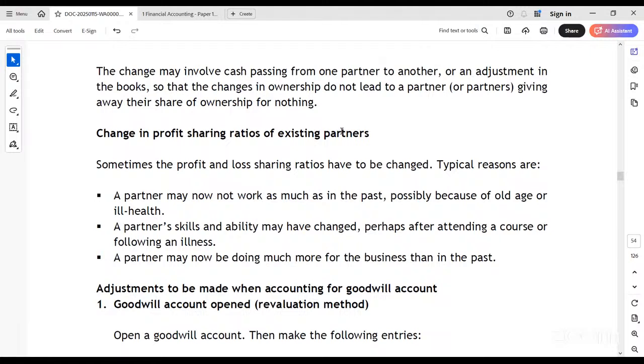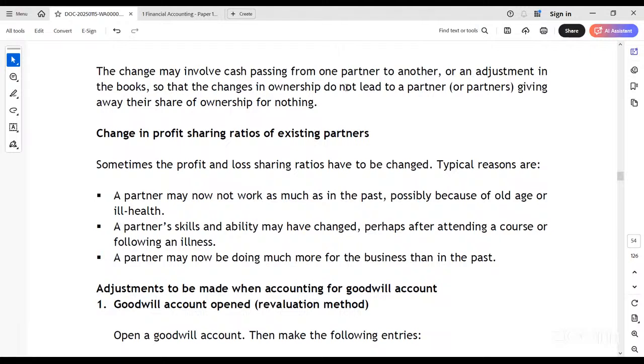Then Catherine's point is that when one partner dies or is unable to work anymore, when one can't deliver a service, okay, the ratios will change. The ratios will change sometimes, and these are some of the reasons why. Number one, a partner may not work as much as in the past, possibly because of old age or ill health. So we have to change the ratios if they cannot deliver additional work.